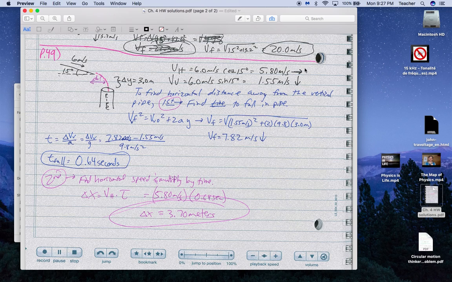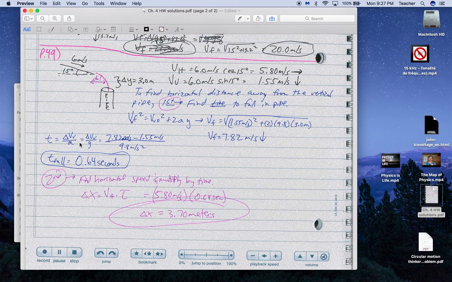So as always with projectiles, I'm splitting this mathematically into horizontal and vertical components. So the first thing I want to do is find the time it's going to take for this stuff to fall in the pipe. So to do that, I need to think about this as a 3 meter vertical height. I know my initial vertical velocity is downward at 1.55 meters per second. I know the acceleration due to gravity as it's going down, and I know how far it's heading down vertically. So when I think about that, I can find the final vertical velocity right before it hits in, which is 7.82 meters per second.